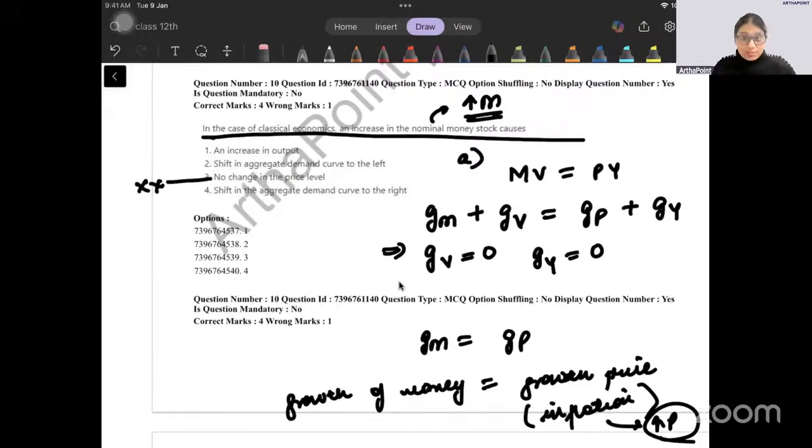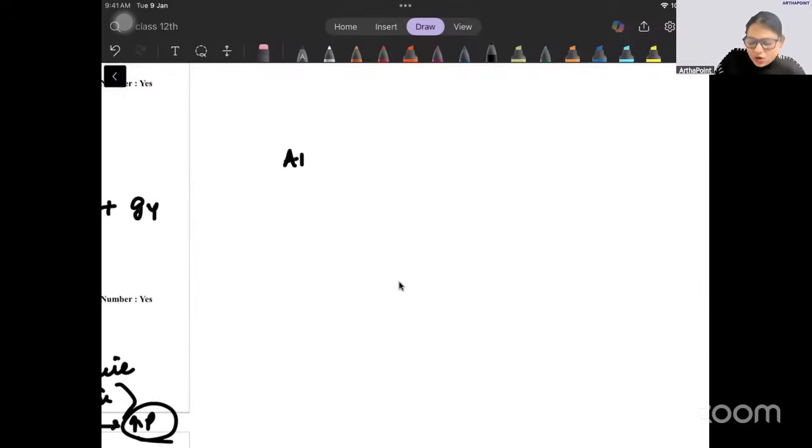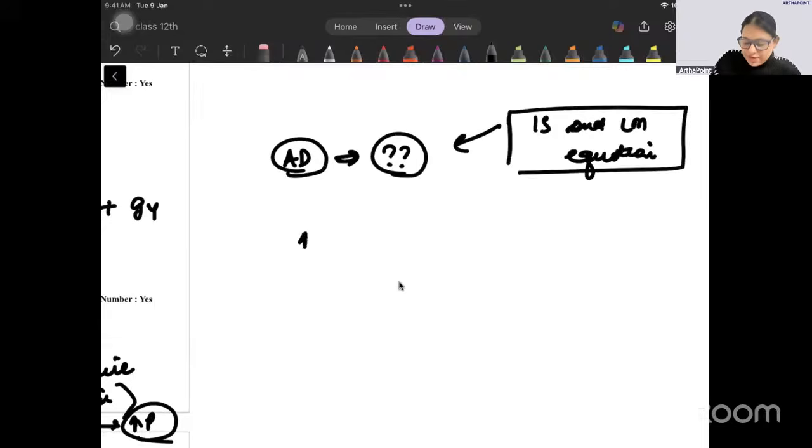And classicals also said that we are already at the full employment level and there will be no real factor change. So that means output cannot change, so this is incorrect. Now we have to think about the AD side. So now when we talk about this AD, which aggregate demand is this? This is the aggregate demand you're getting from the IS and LM equation. So we know that when money increases, the LM curve will shift rightwards.